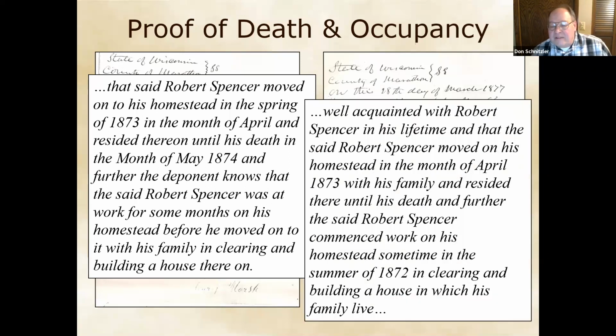And then again, here we have the same thing, kind of talking about when the family moved onto the property. This witness said that Robert Spencer commenced work on his homestead sometime in the summer of 1872 in clearing and building a house in which his family would live. I think it's interesting that he might have been working on the property before he filed the application, or maybe that's a mistake. I don't know, because technically they had to apply for the property before they moved onto it.